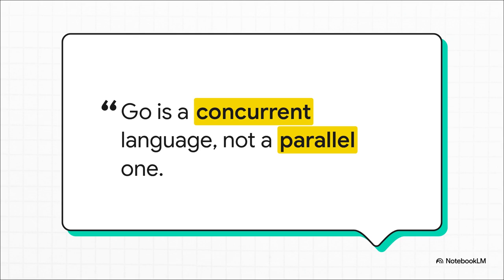What that means is, Go gives you amazing tools, goroutines and channels, to design your program concurrently. Then, if you happen to be running on a machine with multiple cores, the Go runtime is smart enough to take that concurrent design and run it in parallel for you. The focus is on giving you the right tools to structure your thinking.